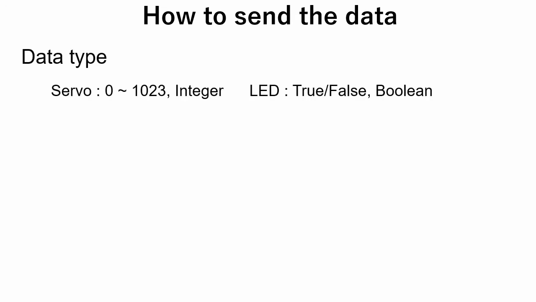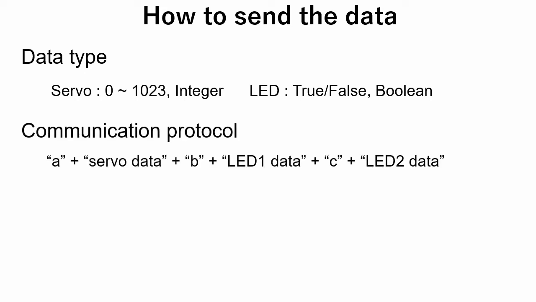In this section I want to discuss how exactly data is sent to the server. For the servo, the required data is an integer in the range of 0 to 1023. And for the LEDs, there are only two states, on and off. So, Boolean type should be enough. When sending the data to the server, we convert it to one string array. After A goes servo data, after B goes LED1 data, and after C goes LED2 data.